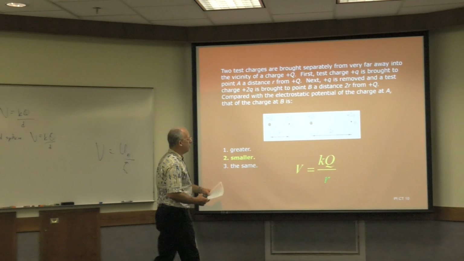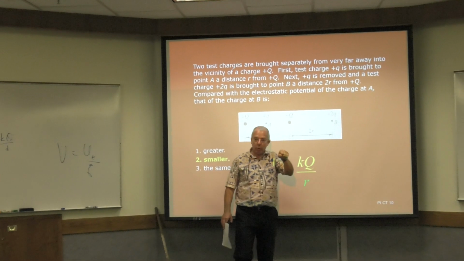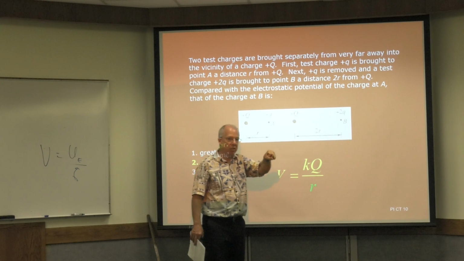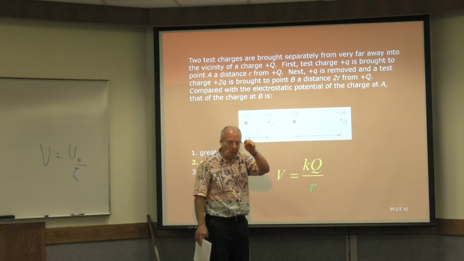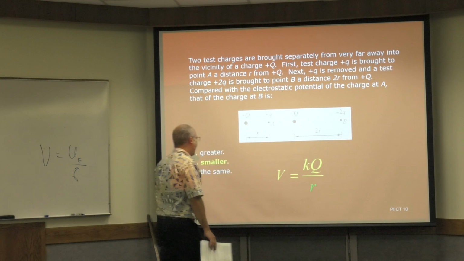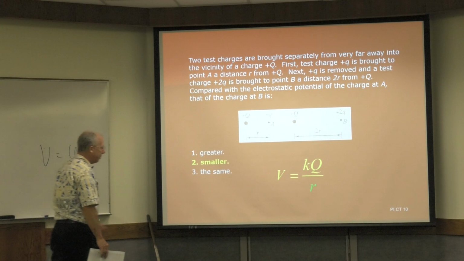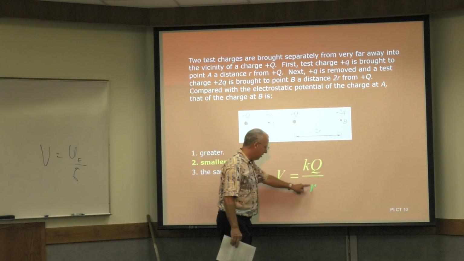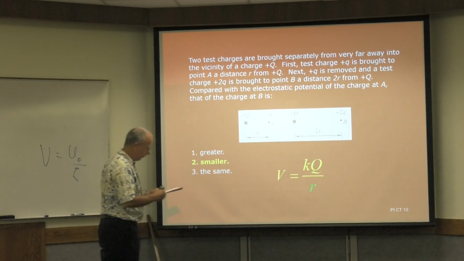So this plus 2q is what you call a distractor. People who write exam questions always put in these distractors. They're things that are completely irrelevant. They try to distract you. You get paid for doing that if you write test questions. So that's the only thing. It depends on the distance from the charge that created the potential.